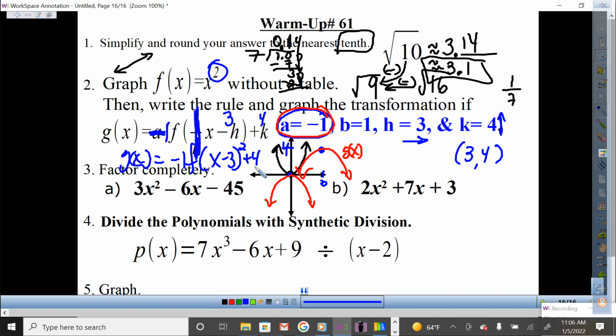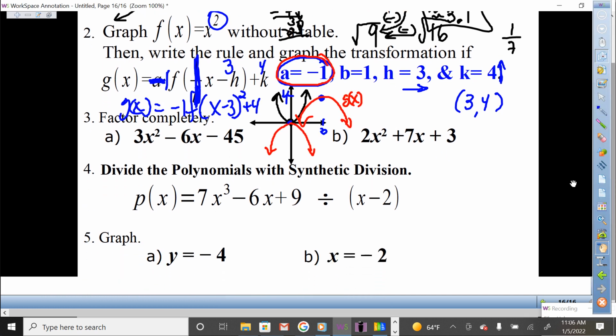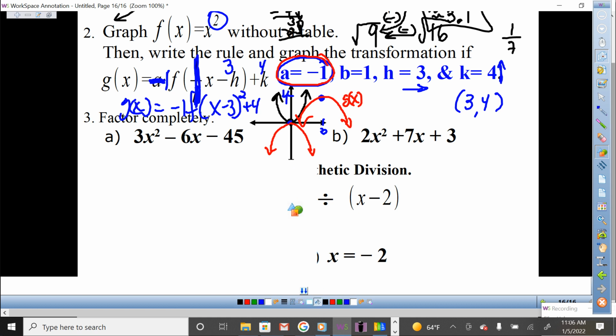Hands if you got that by yourself? Okay, good. Alright, go to number 3. Factoring.